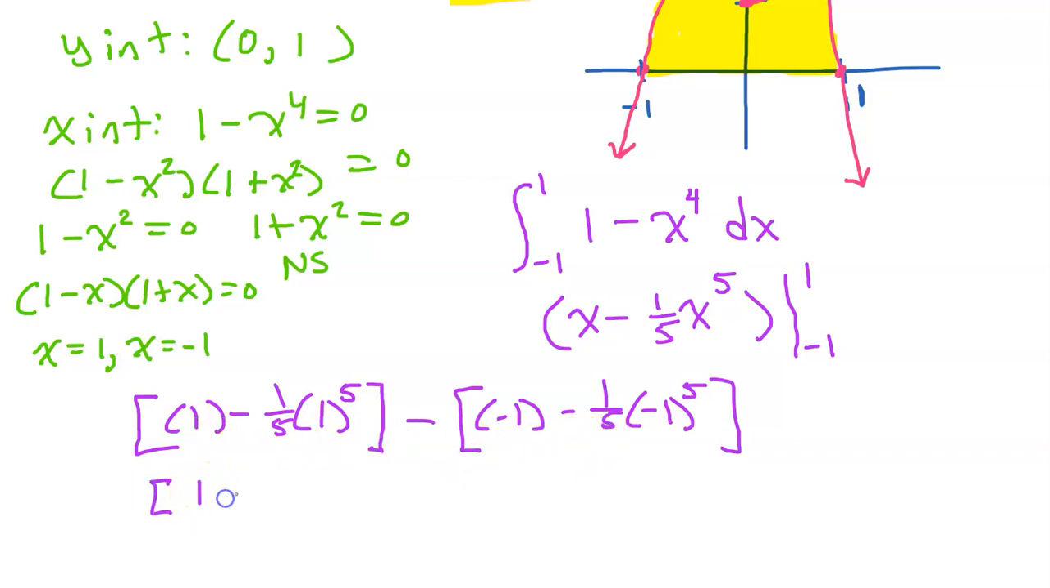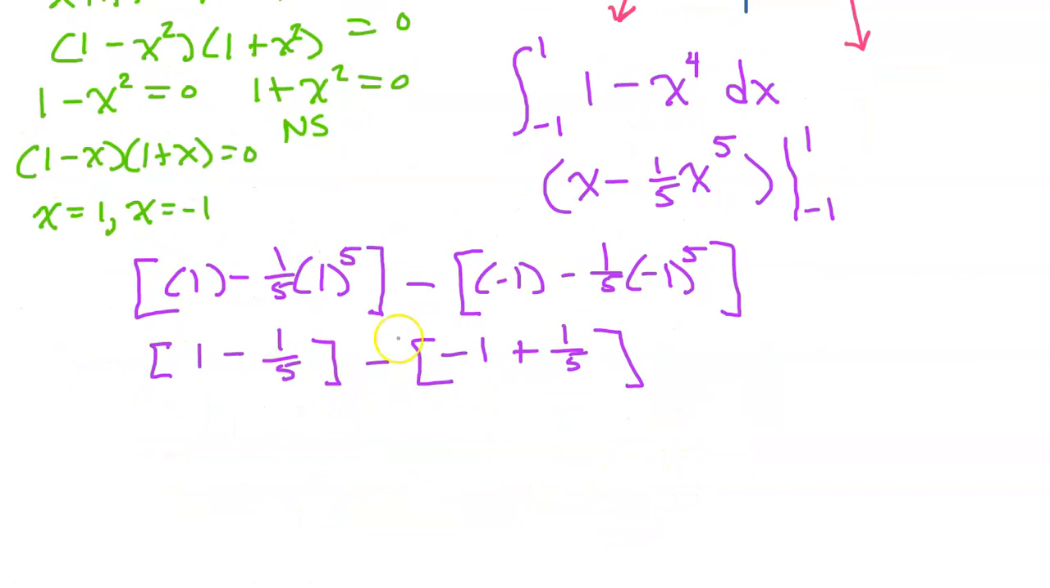So this will be 1 minus, well, 1 to the 5th power is just 1. So we have 1 minus 1/5. And then for the second part, we have -1. -1 to the 5th power is -1. So we have -1 times -1/5. So this will be plus 1/5. All right, let's go ahead and distribute this minus sign. So we have 1 minus 1/5 minus -1. So this is plus 1 and minus 1/5.